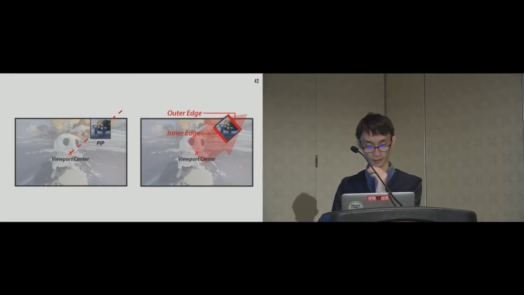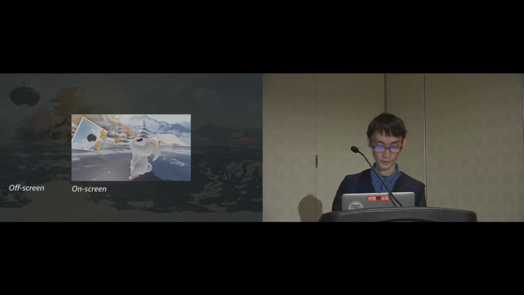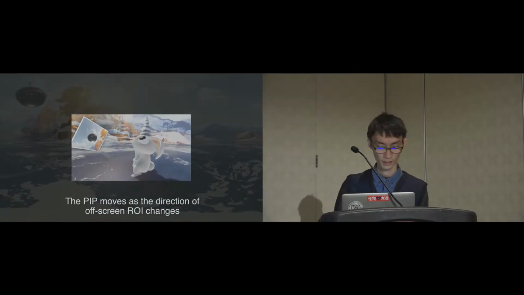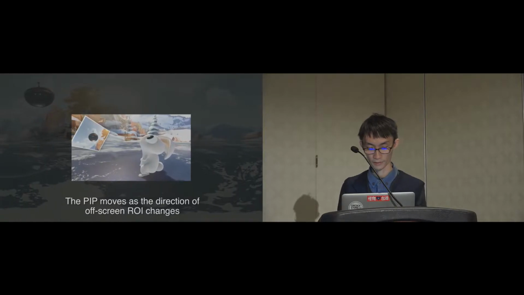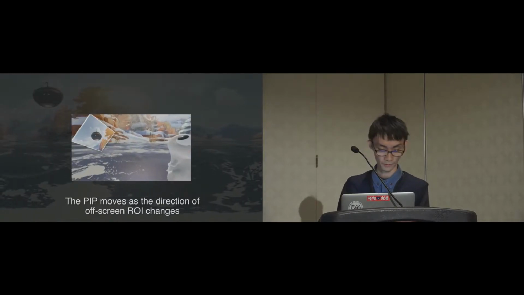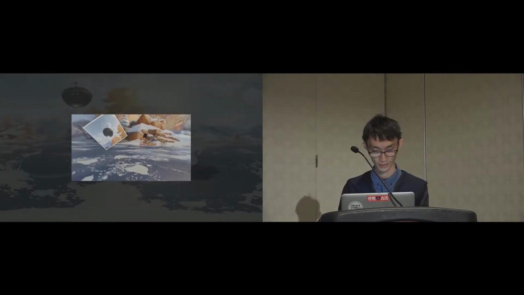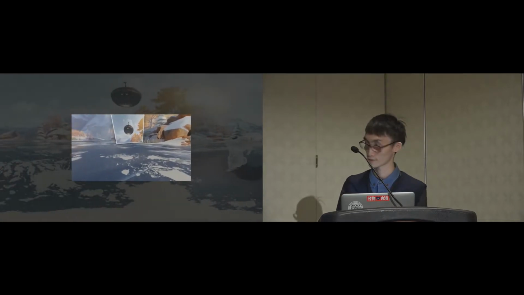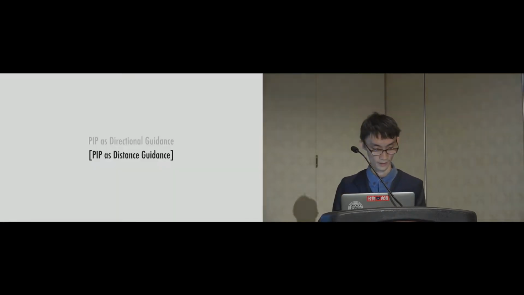To strengthen the directional guidance, we further rotate the picture-in-picture, making it like an arrow pointing toward the target. Worth noting that, for the sake of readability, the horizon in the picture-in-picture stays horizontal during the rotation. And this is the outcome, and we can see the picture-in-picture acts like an arrow pointing towards the outside UFO. And upon the rotation, the scene inside the picture-in-picture stays horizontal.